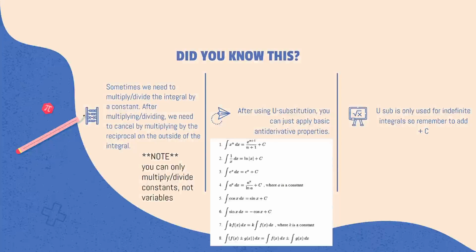Okay, so did you know, sometimes we need to multiply or divide the integral by a constant. After multiplying or dividing, we need to cancel by multiplying the reciprocal on the outside of the integral. Note, you can only multiply or divide constants and not variables. After using U substitution, you can just apply basic antiderivative properties as listed below. And of course, U sub is used for indefinite integrals, so you have to remember to add c at the end.